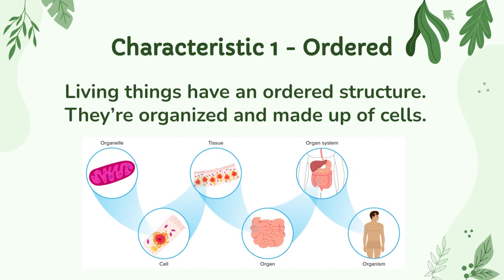So here's what makes life different. First thing is that they're very ordered. So actually, before I move further, I recommend that you take notes because we'll be using these characteristics for our exercises. Anyway, so let's continue. Living things have an ordered structure. They're organized and made up of cells.